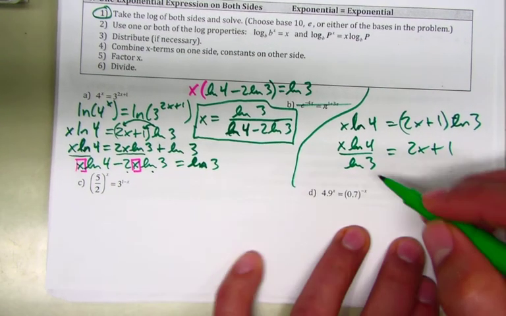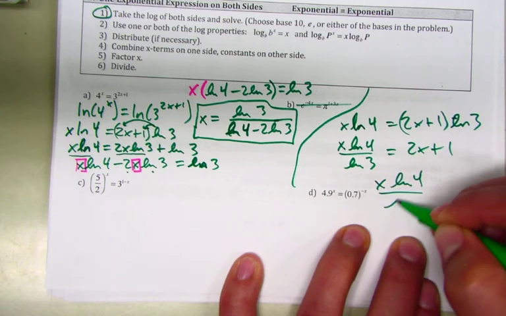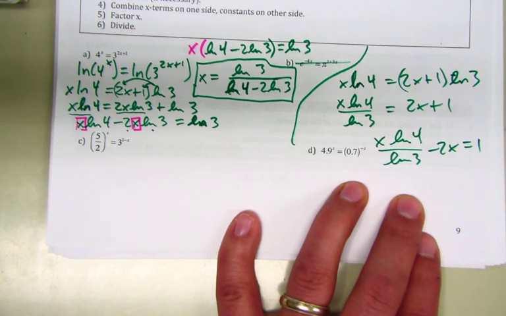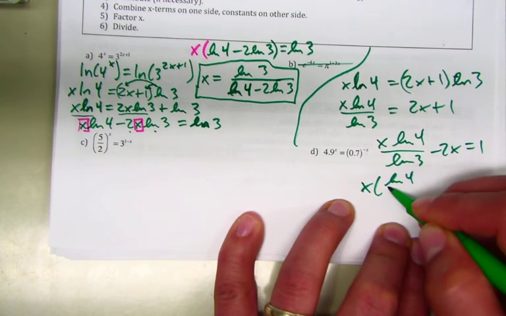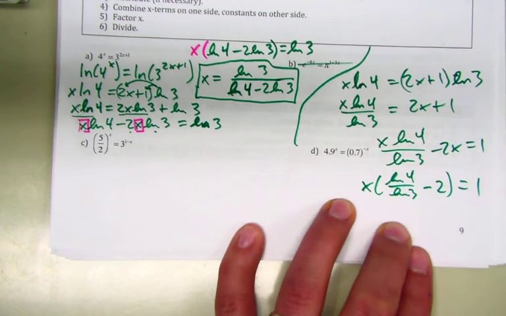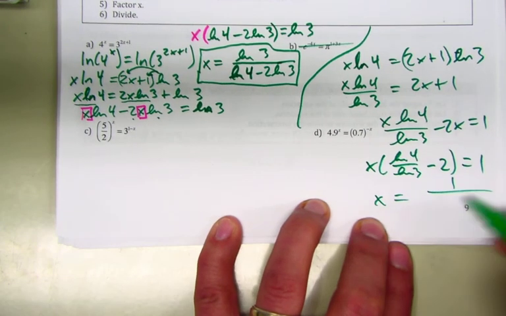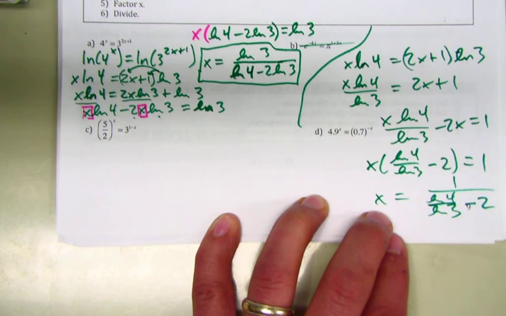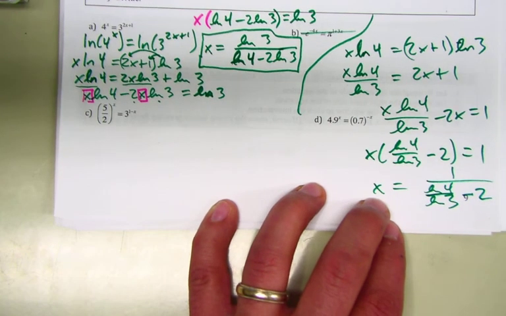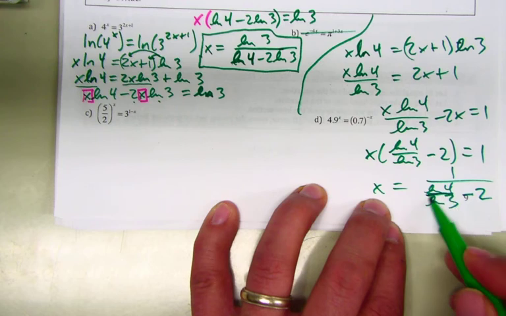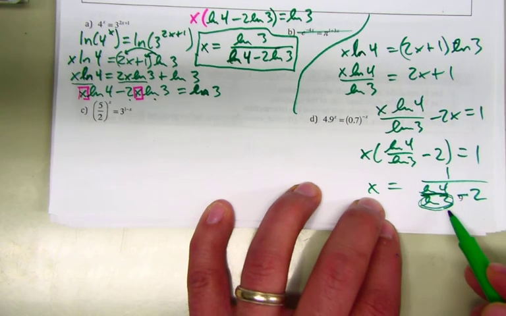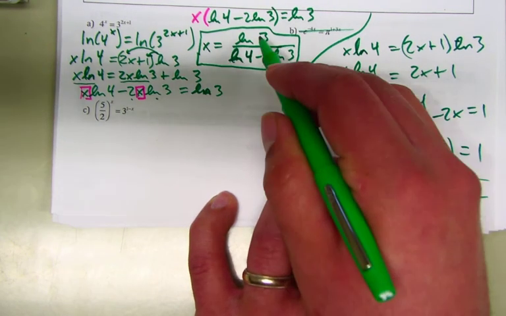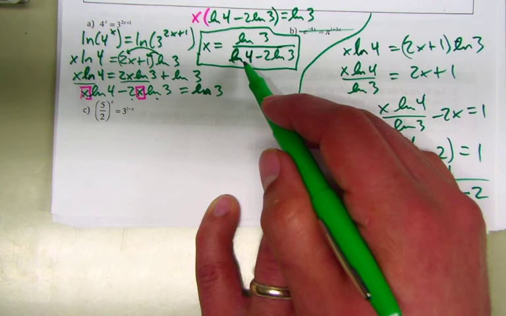If you actually wanted to finish this, you'd have to subtract 2x, because you want the x's on the same side. You'd still factor out the x. And then you'd have 1 over natural log of 4 over natural log of 3 minus 2. But then we have to simplify that. We don't want complex fractions, right? Remember when we did complex fractions, we can get rid of this little denominator by doing what? Multiplying by it. So if I multiply by ln 3 up here, guess what I get? Natural log 3. Here it cancels and we just get, do you see what I'm saying?